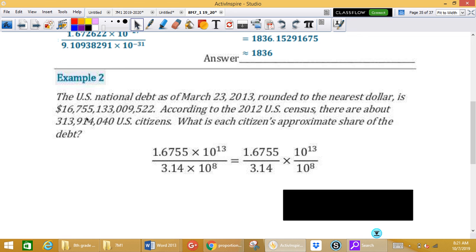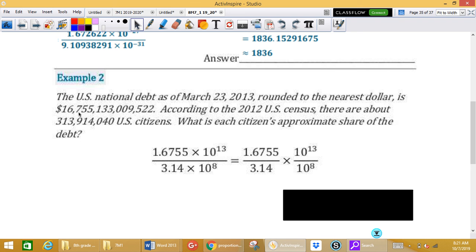The U.S. national debt as of March 23, 2013, rounded to the nearest dollar, is this ridiculously long number. According to the 2012 U.S. Census, there are about this many citizens. What is each citizen's approximate share of the debt?